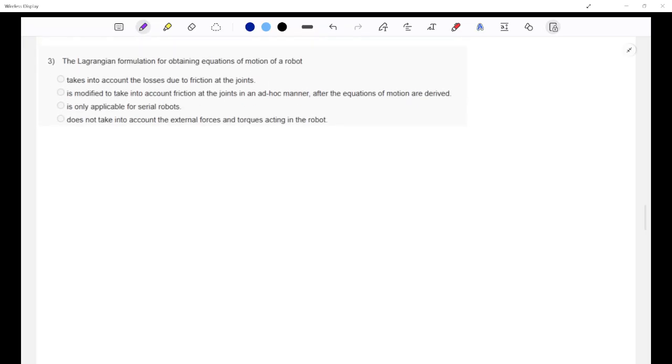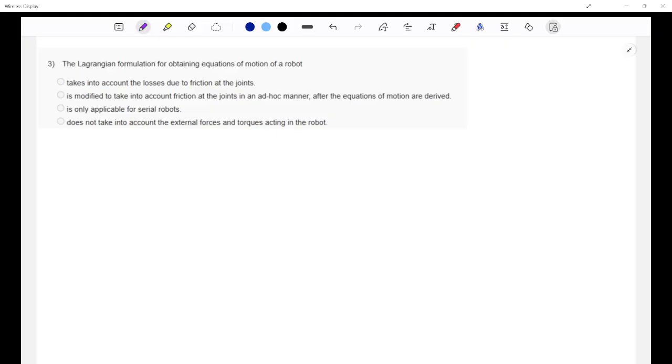Okay. So the Lagrangian formulation for obtaining the equation of motion of a robot takes into account the losses due to friction at all the joints. We talked about it, right? Did it include friction by itself or did we have to add it? Okay. It is modified to take into account friction at all the joints in an ad hoc manner after the equations of motions are derived. Is it true? Okay. The third question is only applicable to serial robots. We never saw this happening, right? And the fourth is does not take into account the external forces and torques acting on the robot. Which option do you think is correct?